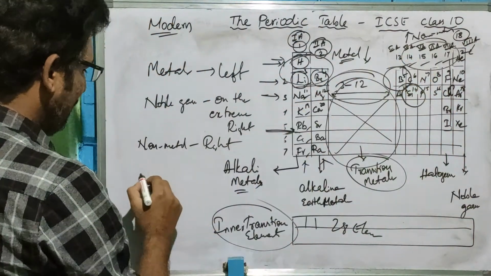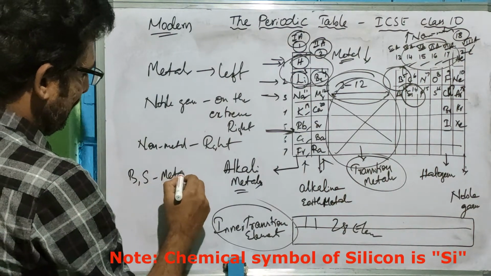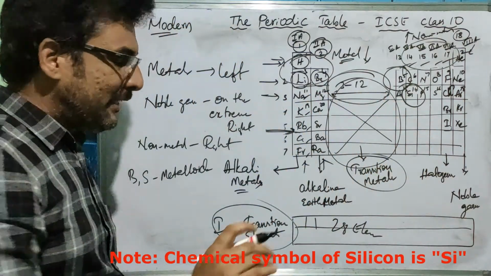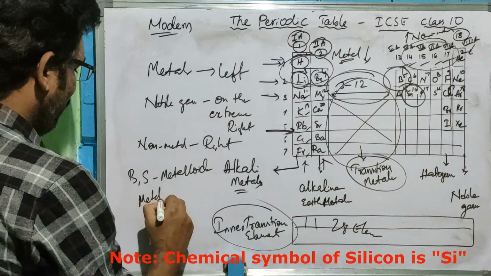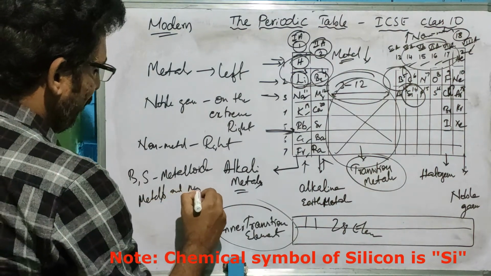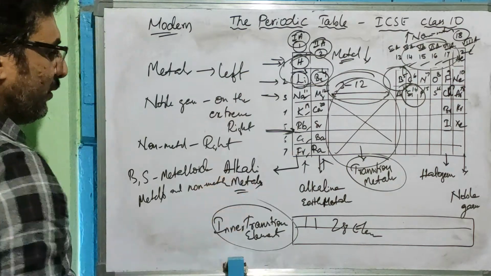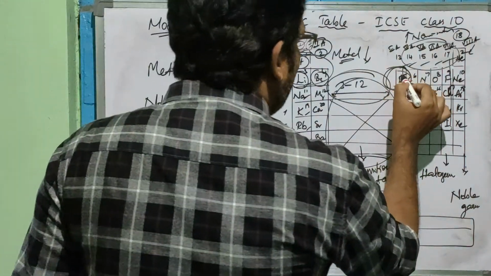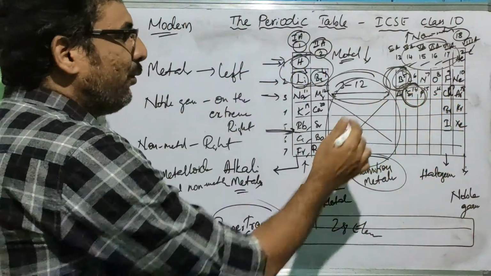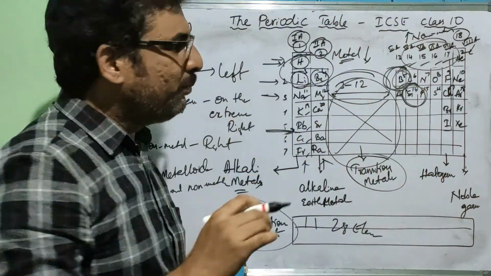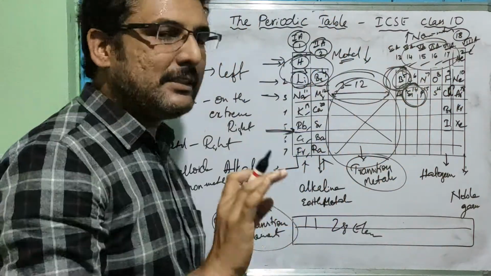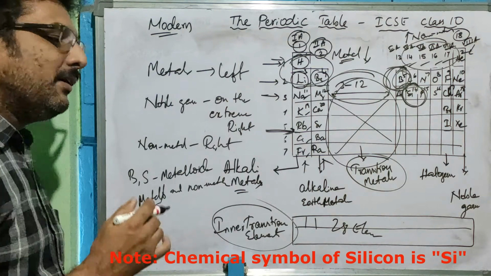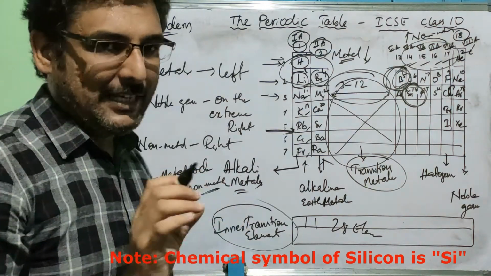These boron and silicon are called metalloids. These metalloids will show both the properties of metals and non-metals as well. So these are the metalloids we have in the first 3 periods: boron and silicon. Their positions are in the 13th group and 14th group. Since they are metalloids, they will show both properties. They behave like metals and non-metals as well.